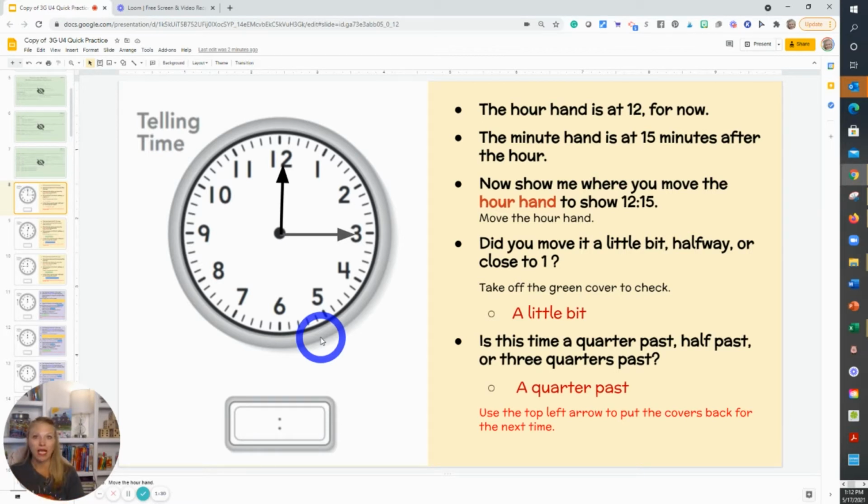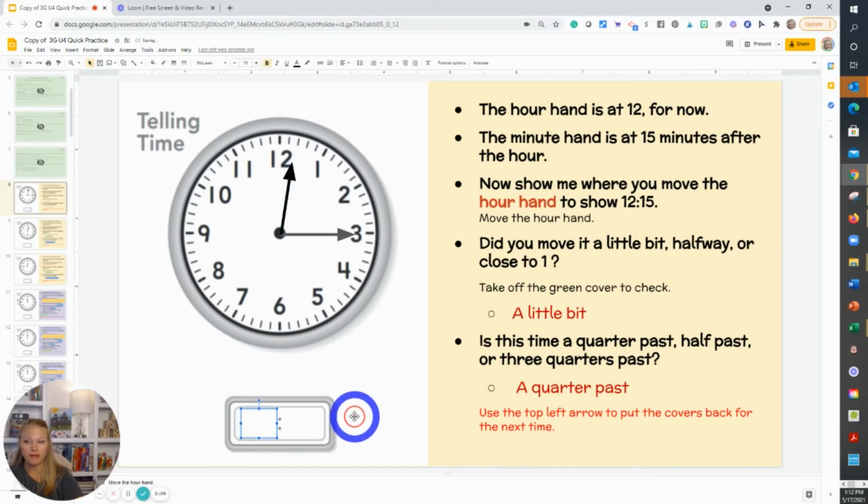So boys and girls, show me this time. They have the hour hand at 12, the minute hand is at 15. Boys and girls, show me where you would move the hour hand. Students at their desks or on the floor would be using their individual clocks. The student leader could be doing the digital clock, or you could have students in the audience just moving their finger. So would we move it a little bit, about halfway between 12 and 1, or closer to 1? You could even use some hand movements if you didn't have every student have their own clock. Class, and they would say a little bit.